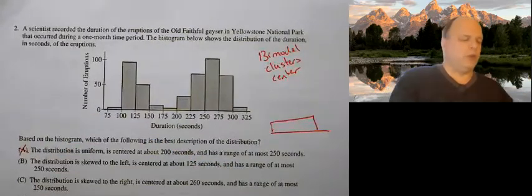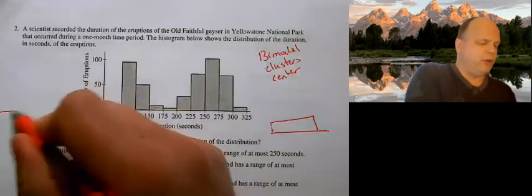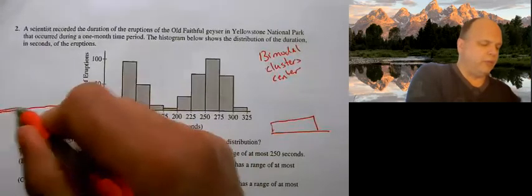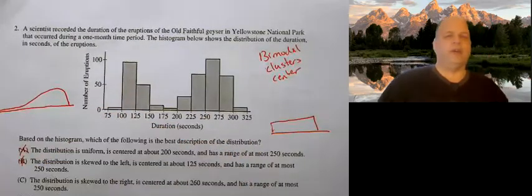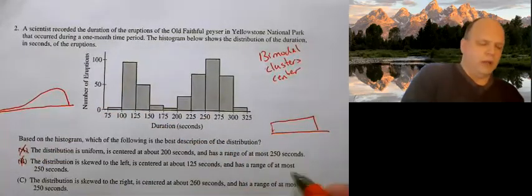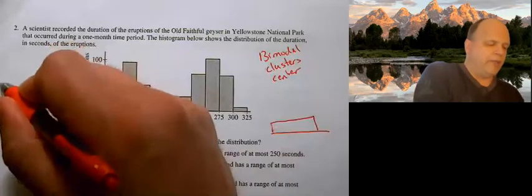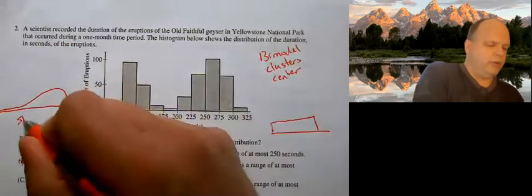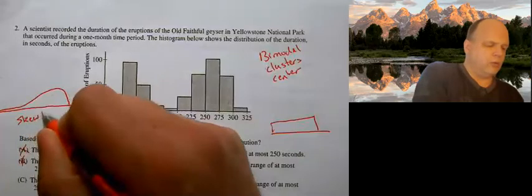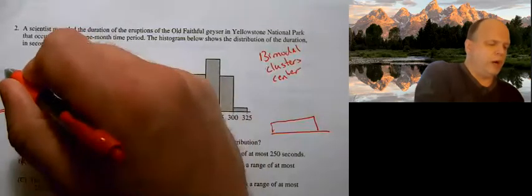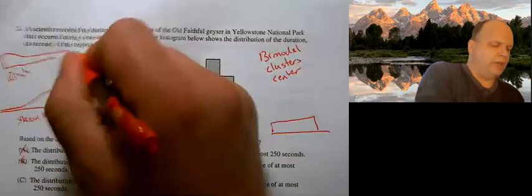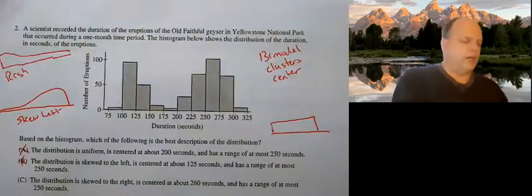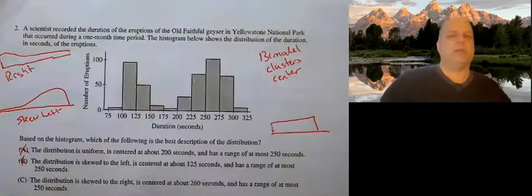The distribution is skewed to the left. If it were skewed to the left, it would look something like this. So obviously not skewed to the left. Skewed right is basically the same type of graph. So this is skewed left. Skewed right is going to look like it has a big tail on the right-hand side. So this would be skewed right. I should probably put a T on there for right.